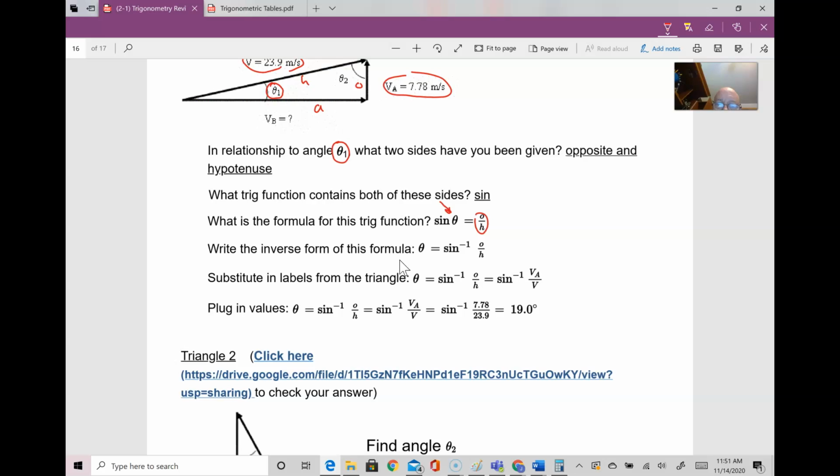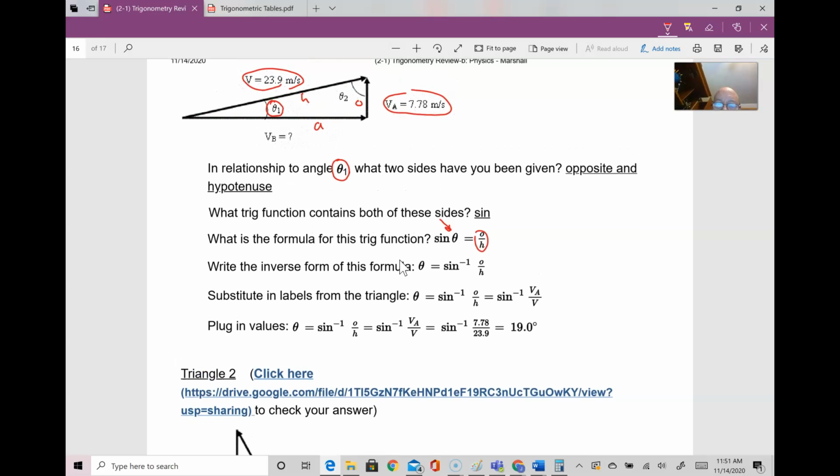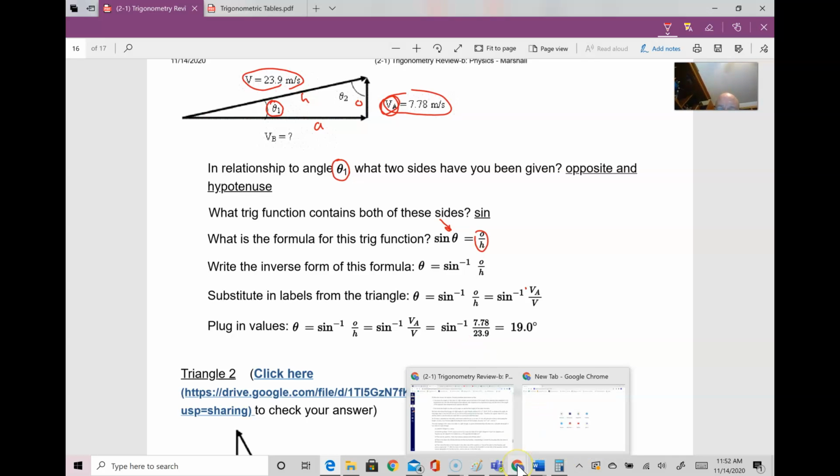So now I need to take that and substitute the labels in for the values: the opposite side is VA, right? So that's VA there. And V is the hypotenuse. So all I have to do then is plug the values in. Okay, sine to the -1 of 7.78 over 23.9, and if I plug that into the calculator, that gives me the angle that I want.